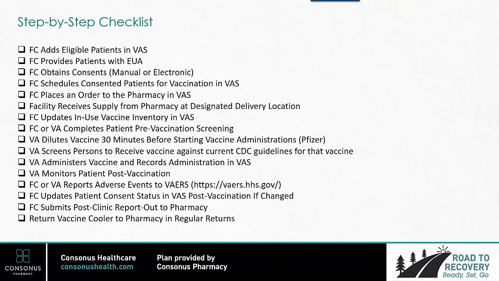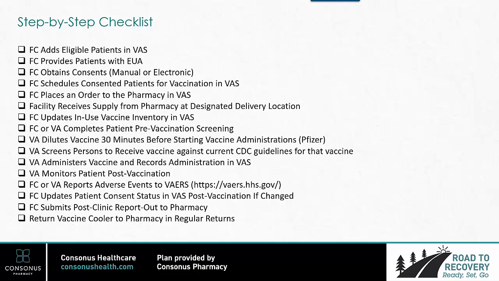Displayed is a step-by-step checklist of the process from start to finish. The FC will initially add eligible patients into VAS. They will provide those patients with a vaccine EUA. They will obtain consents either manually or electronically through VAS. They will schedule consented patients for vaccination in VAS, and then they will also place an order to the pharmacy in VAS. The facility will then receive the supply from the pharmacy at a designated delivery location. The FC on the day of vaccination will update the in-use vaccine inventory in VAS.